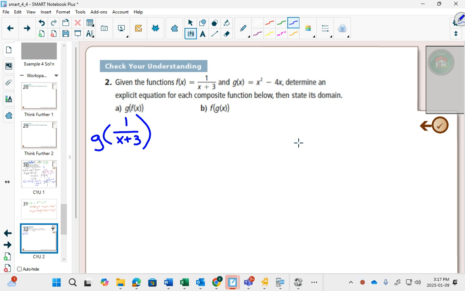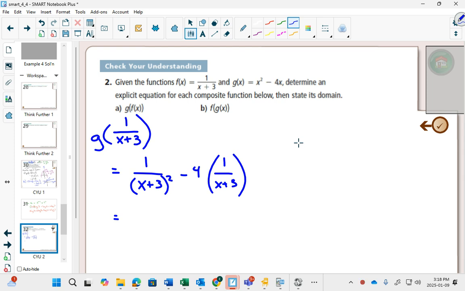And then that gets plugged into g, and g has two x's, right? So whatever you plug into g goes in for this x, and it goes in for this x. So if I plugged in 1 over x plus 3, it will be (1 over x plus 3) squared minus 4 times 1 over x plus 3. And you have to write your final answer as a single fraction.